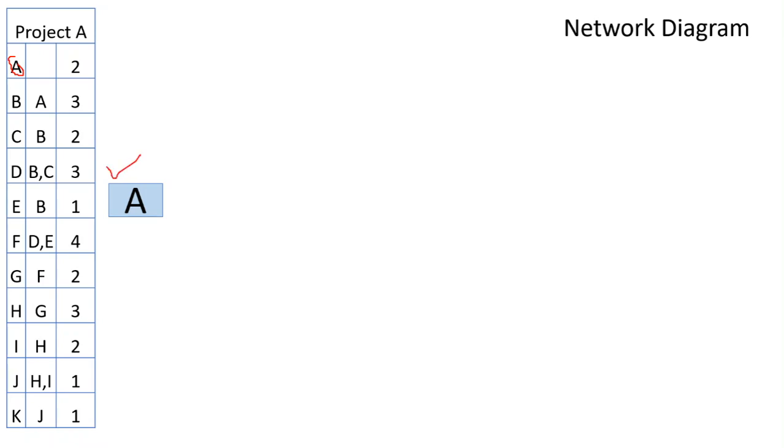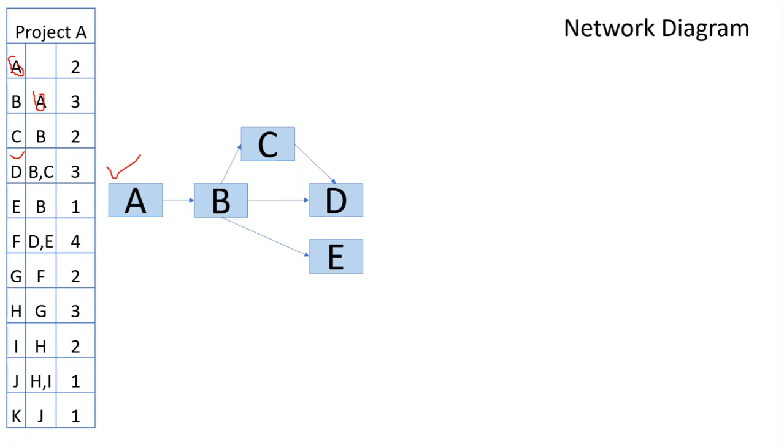Now activity B we are going to take. Activity B starts after activity A, so it depends on activity A. Alright. So then activity C starts. Activity C is dependent on activity B. And then activity D starts. It depends on activity B and activity C. Now we will move further, activity E, which only depends on activity B, and then activity F, which depends on D and E.